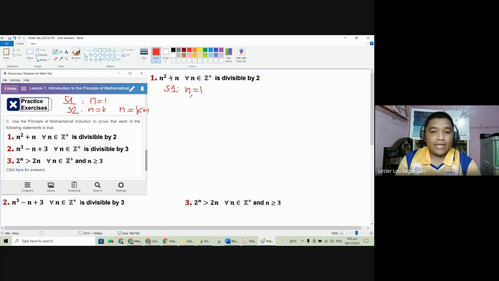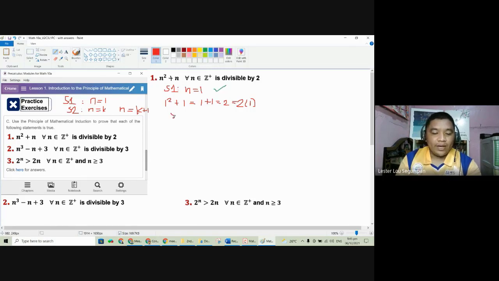And how do we do that? Let's substitute the value of n, which is 1, into the given expression. You will have 1 squared plus 1, which is 1 plus 1, and 2. We already know that 2 is divisible by 2, but we could also express 2 as a product of 2 times 1 to emphasize the next steps that we're going to do later. This means that 2 is really divisible by 2 because it has a factor of 2. In fact, 2 is 2 times 1. That means the first statement is now satisfied.